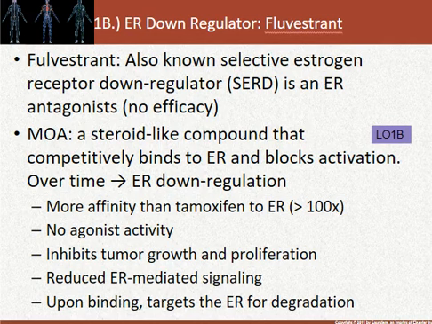This drug has more affinity than tamoxifen to the estrogen receptor, probably about 100-fold. And because it's an antagonist, there's no agonist activity at all. And it completely inhibits tumor growth and proliferation. You see a dramatic reduction in estrogen receptor-mediated signaling events. And then, interestingly, upon binding, it actually targets the receptor itself for degradation.